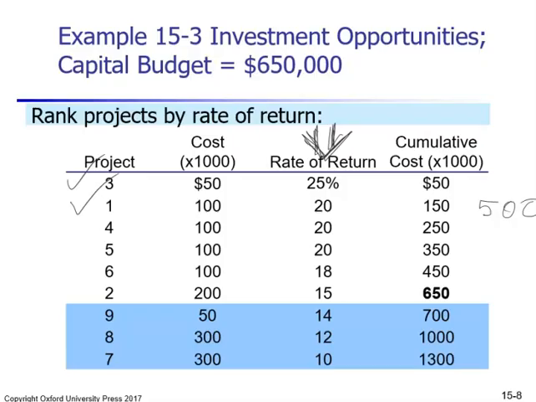And here you see the cost of these 3 ones are the same, so it goes for them and continue like this. And when we get here, project 2, the cost is 200, rate of return is 15, and what is the remaining budget for continuing the investment?